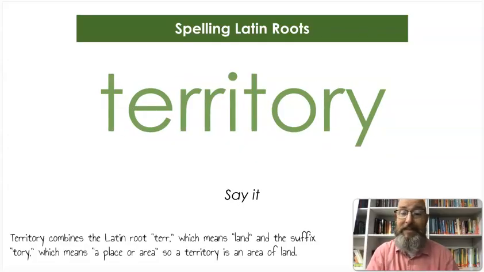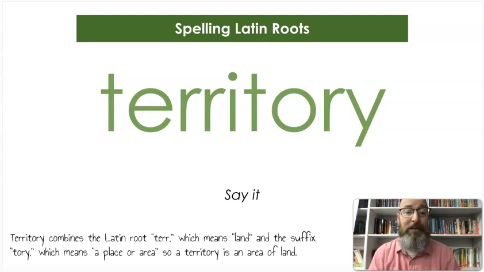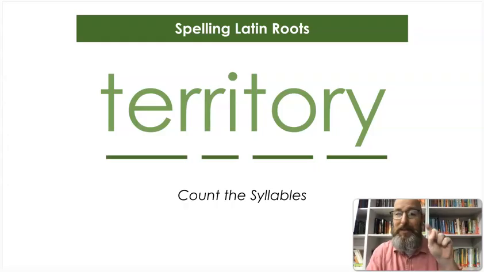The next word is territory. Say territory. Territory combines the Latin root ter, which means land, and the suffix tori, which means a place or area. So a territory is an area of land. Let's count the syllables. Ter-ri-tor-i. Territory.